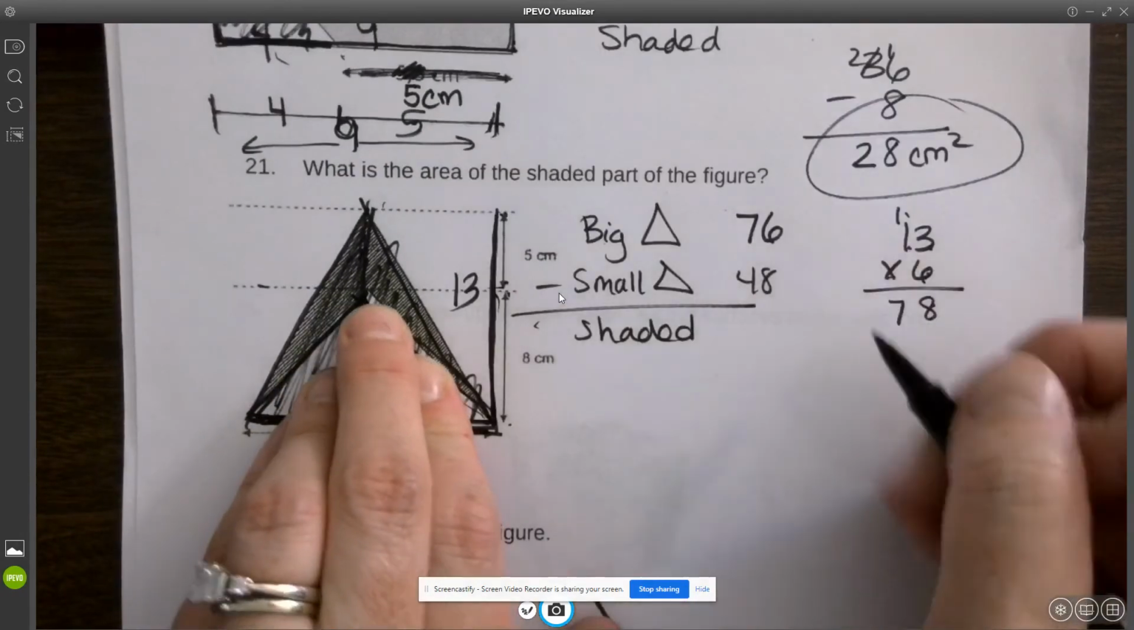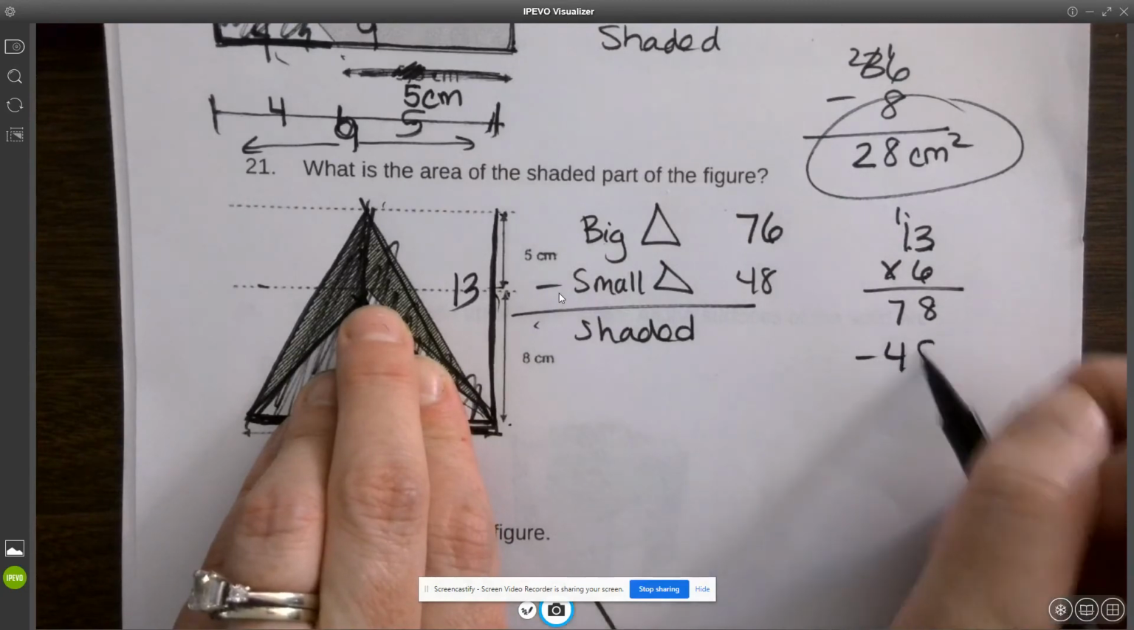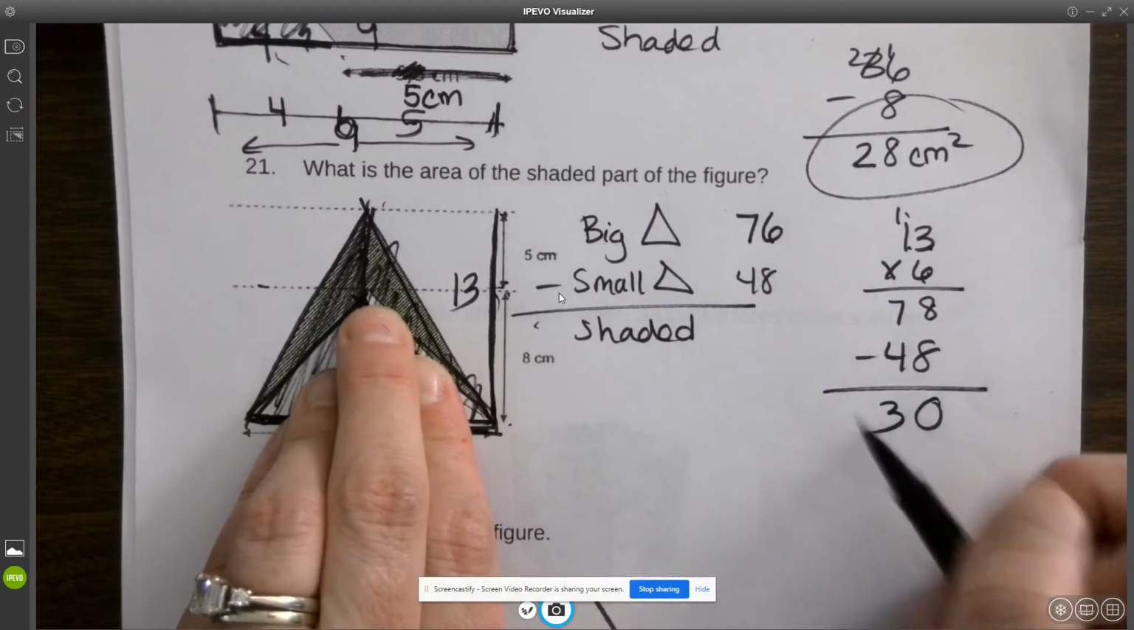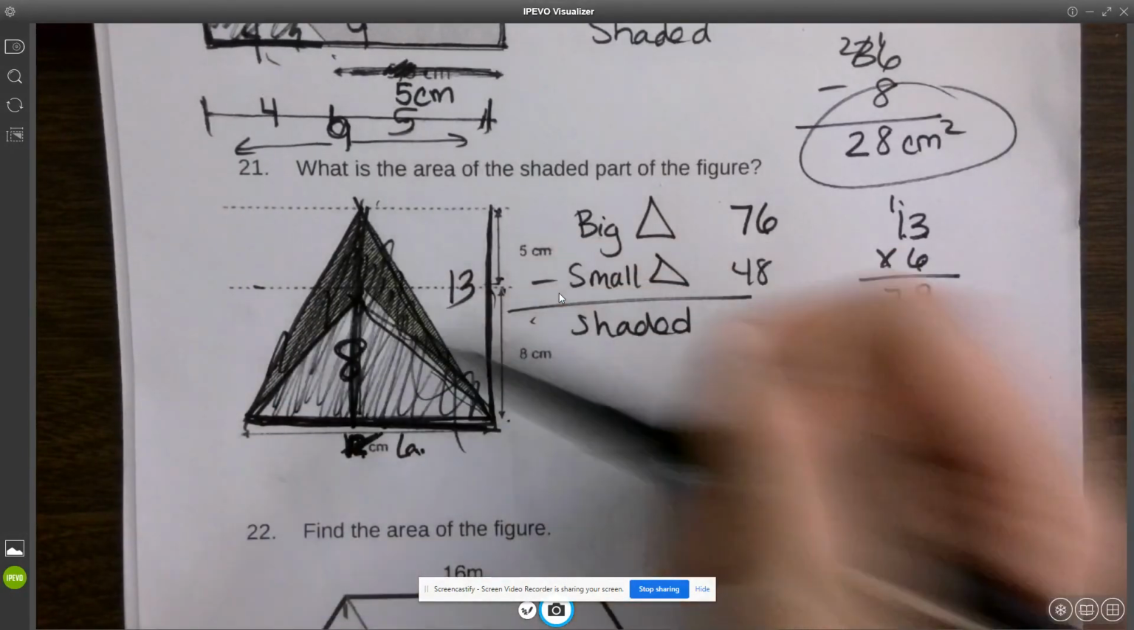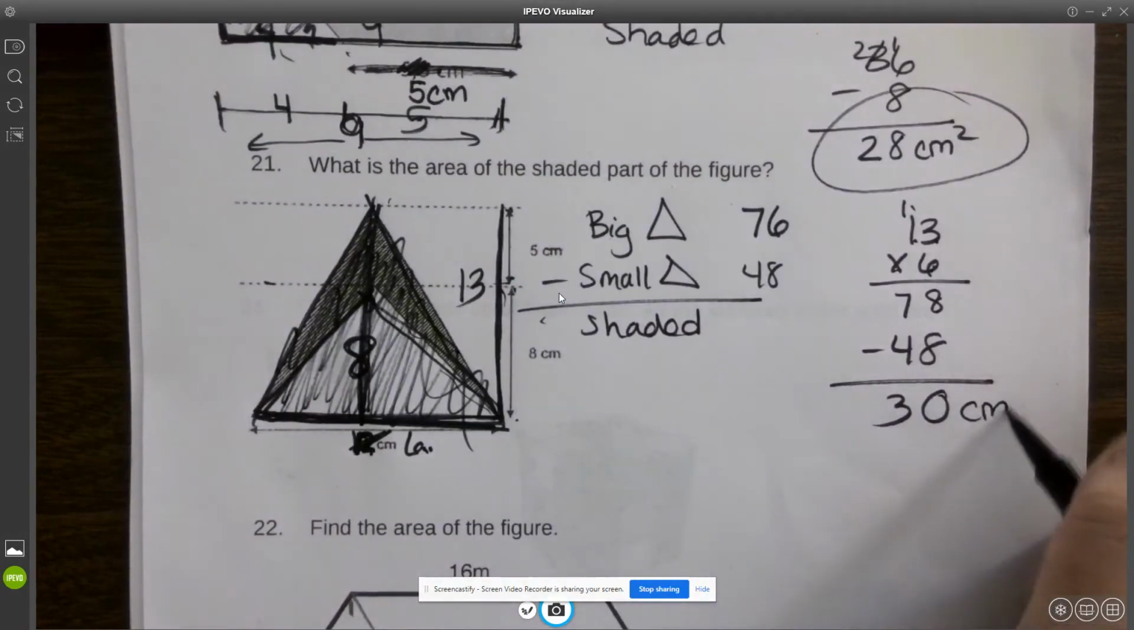Now we're going to subtract it out. We're going to cut it out. So subtract 78 minus 48. What's left is 30. This is 30 right here. All this gray part right here is 30. It's 30 centimeters squared.